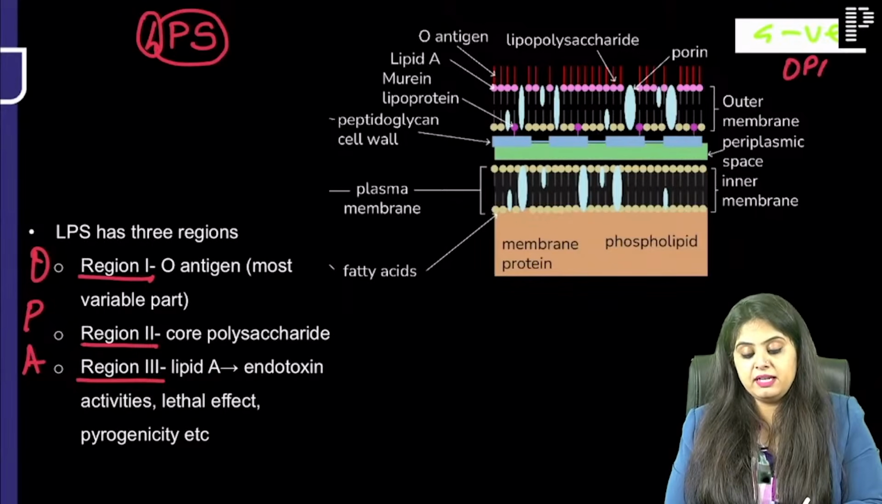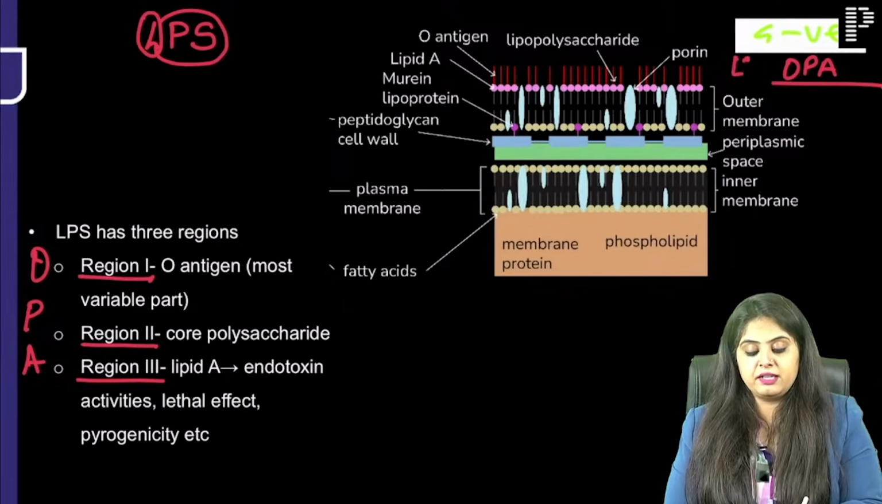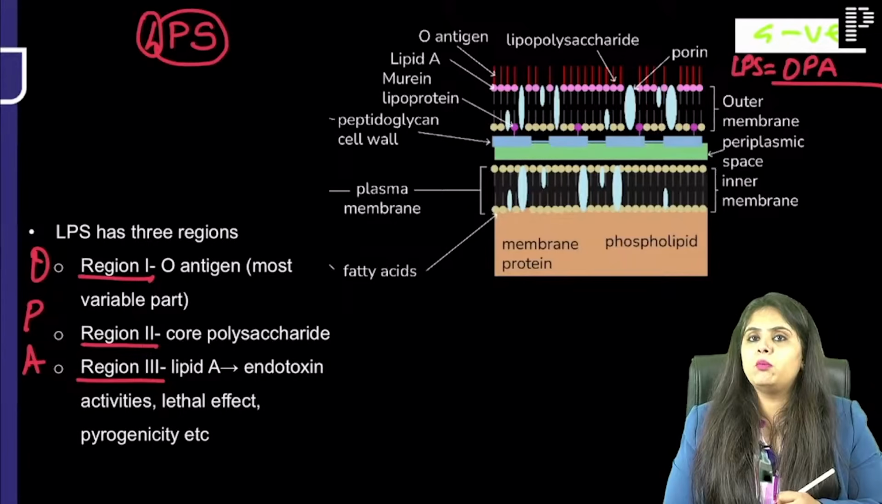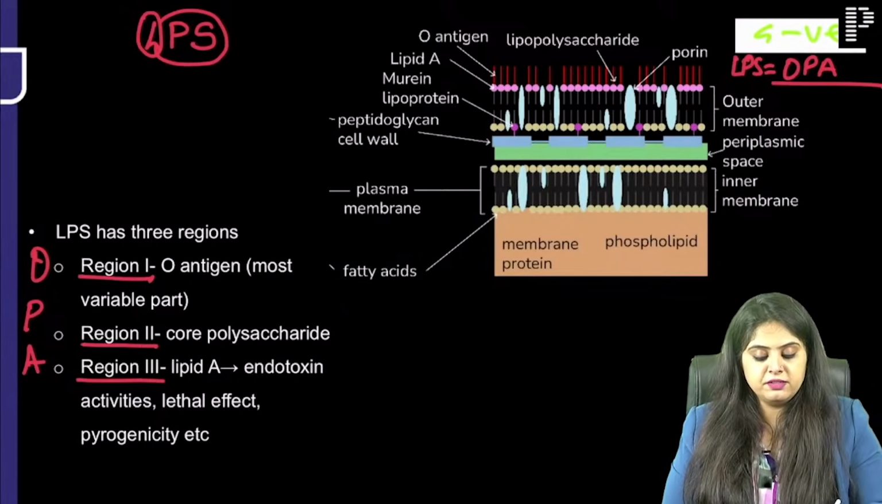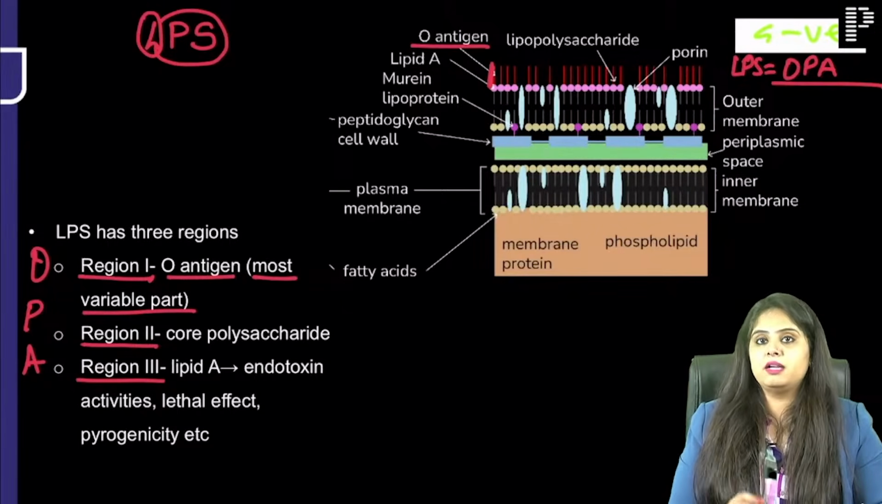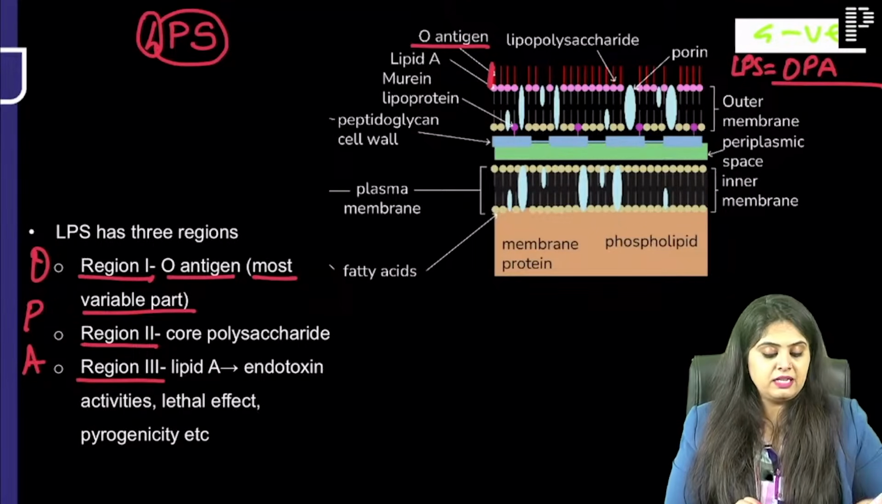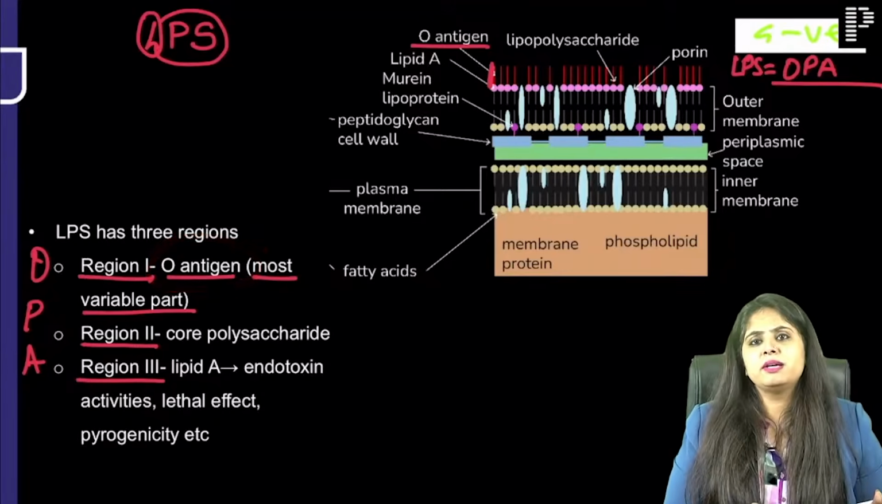What does gram negative have? It has lipopolysaccharide made up of OPA. What is OPA? Region 1, the first region, is made up of O antigen. This is the most variable part. मतलब, what does that mean? Antigen, to ma'am, I've understood, it has an antigen by the name of O.